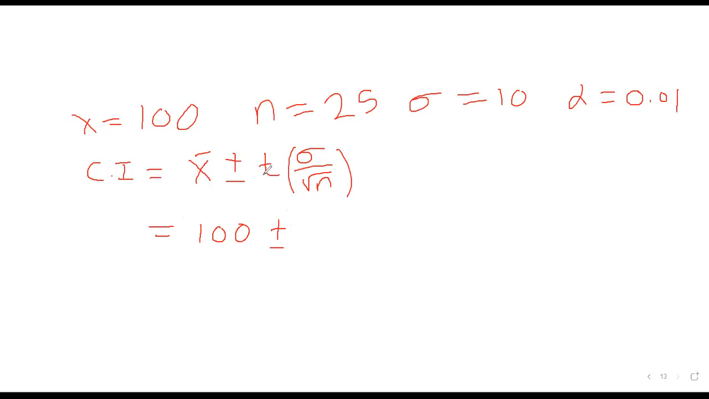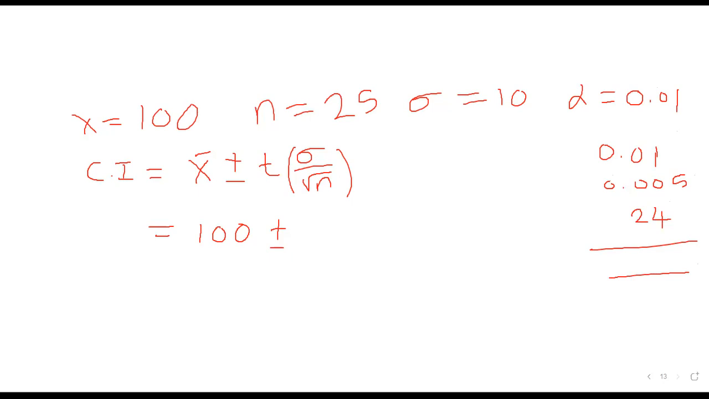And our T, how are we going to read T? Step 1, alpha is 0.01. Then half of 0.01 is what? 0.005. Then n minus 1, what is our n? 25. So 25 minus 1 is 24.